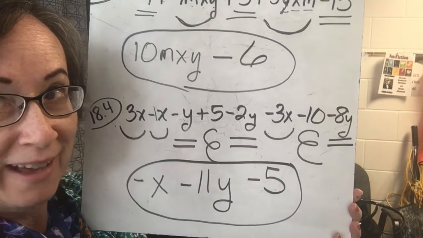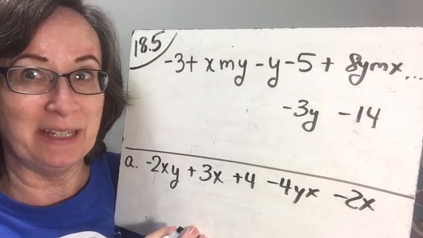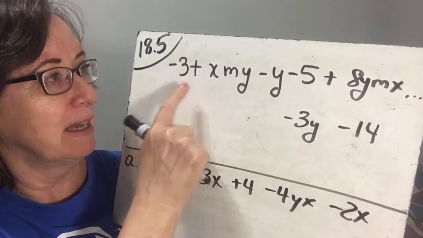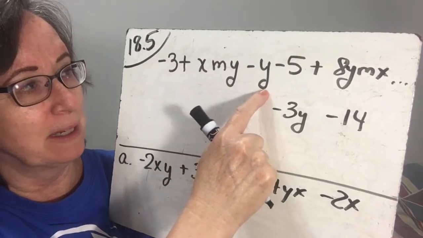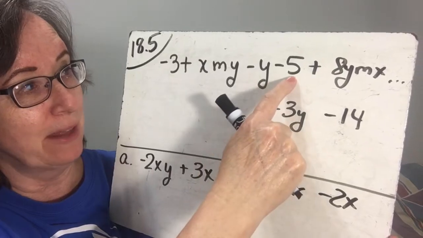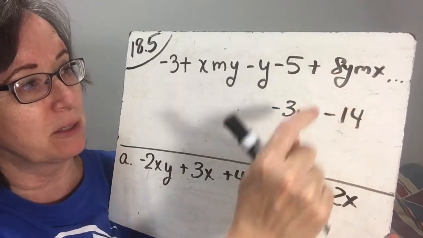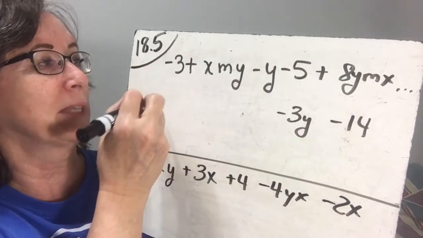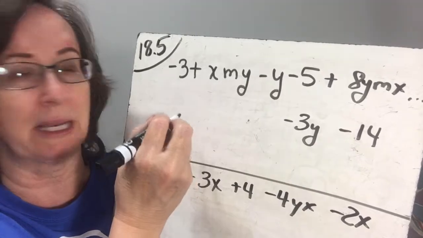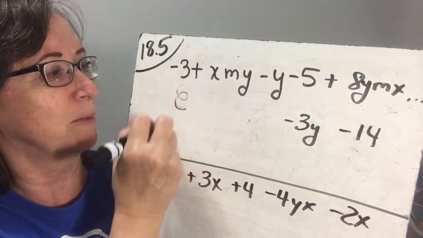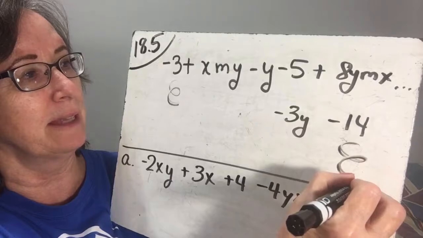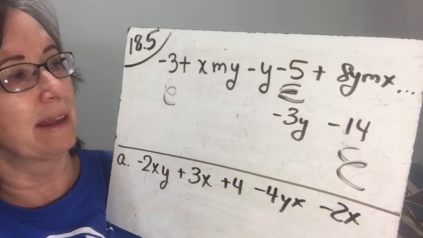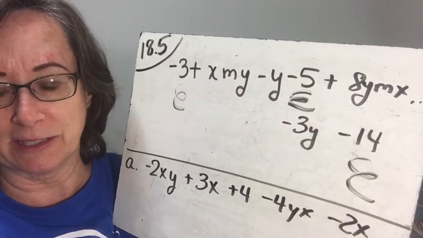More examples to follow. Okay, so we have 18.5 here, and we are looking at a constant, an x, m, y term, a y term, another constant, a y, m, x term, a y term, and a constant. We have a lot in this one. So let's make the constants squigglies. We have a squiggly there, a squiggly there, and a squiggly right there. And this one was so long I had to continue it over here.